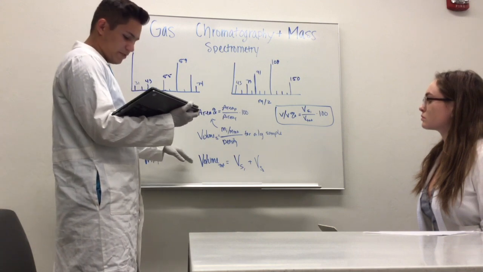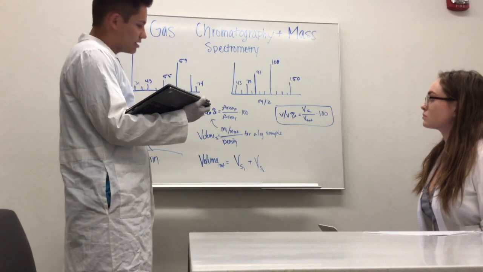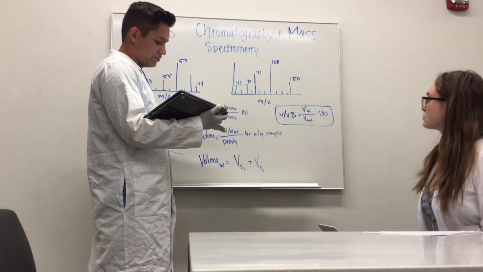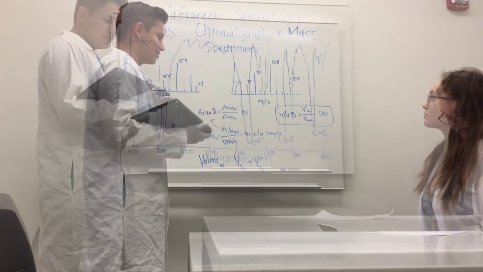Next, calculate the total volume by calculating the sum of the volume of both substances. Finally, divide the volume of each substance by the total volume, multiply by 100 to obtain the percent volume composition for both substances.